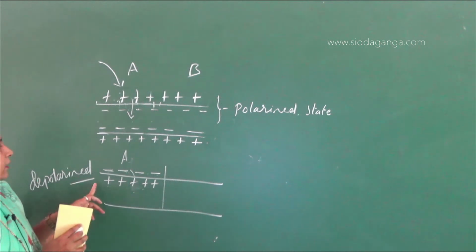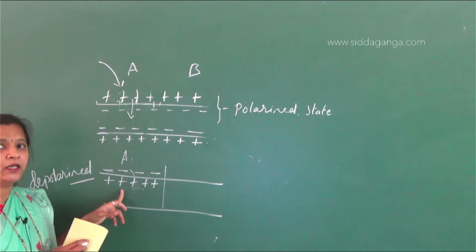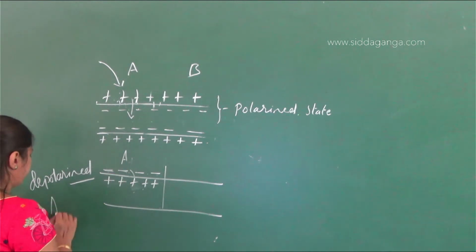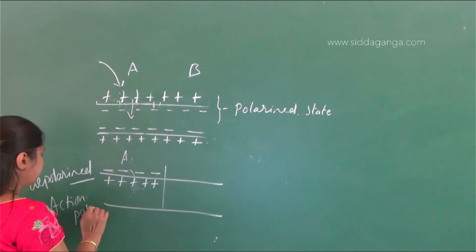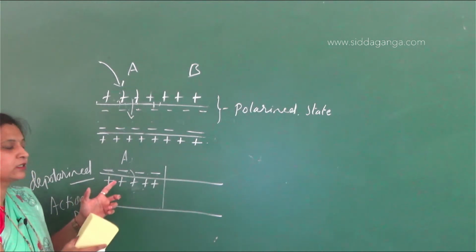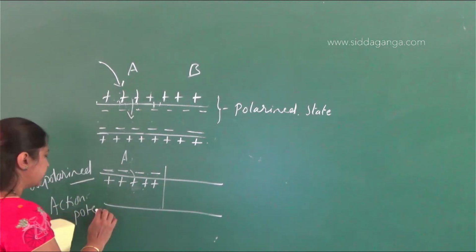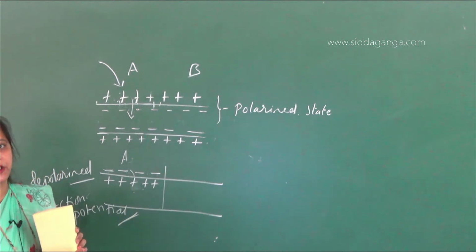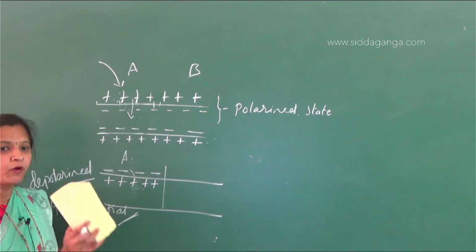So this electrical potential difference across the axonal membrane at a site is called what? Action potential. This electrical potential difference across the axonal membrane at the A site is called action potential. It is nothing but a nerve impulse.